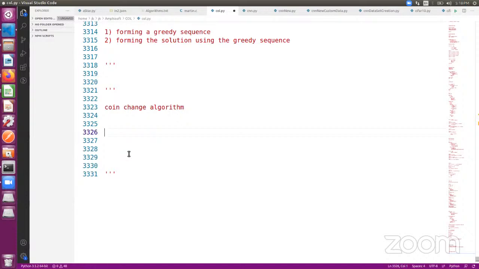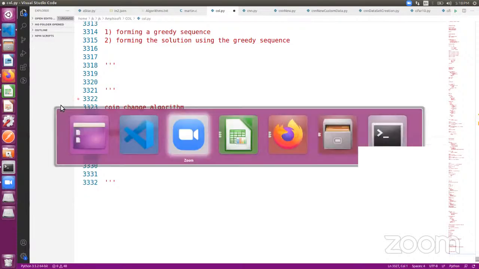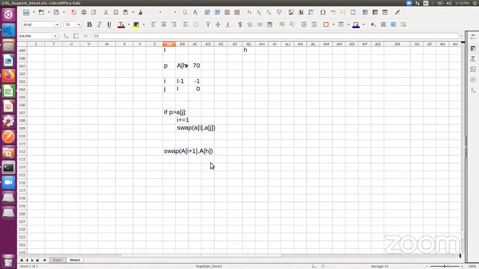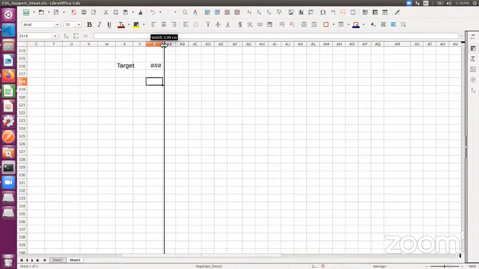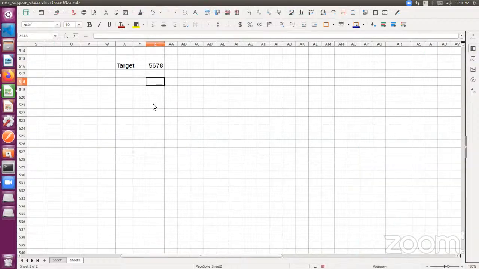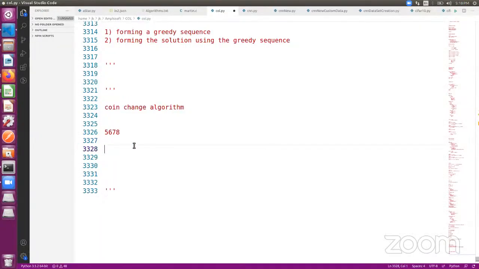For example, let us take the target sum as 5,678. This target sum should be reached. So let us go to the Excel sheet and then understand. So the target sum is 5,678, and the various denominations in Indian currency. I'll write it here, and then we'll do a sequence there.